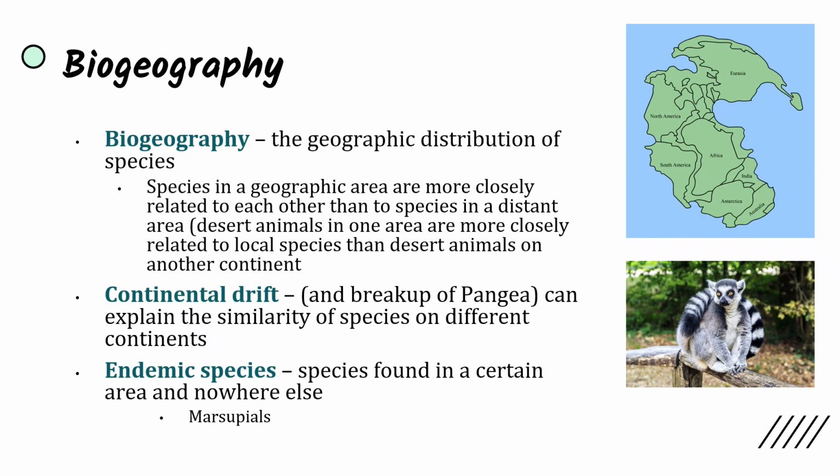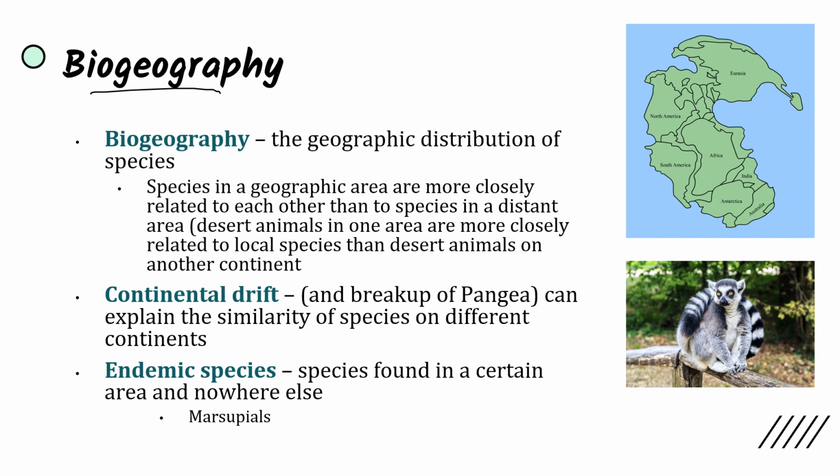There is evolution, and the fossil record gives evidence for that. There's also evidence for evolution through biogeography, which is the geographic distribution of species. And species in a geographic area are more closely related to each other than to species in a distant area. So meaning that desert animals in one area are going to be more closely related to local species than desert animals on another continent. So even though the environment is the same, they're still going to be more closely related to the species around them.